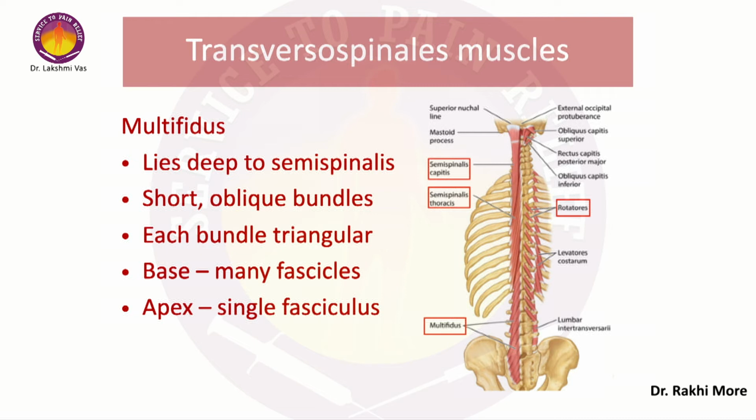Okay. So as madam has already said, semispinalis is a very important muscle. Now we come to the next group of muscles, that is the multifidus. Now this lies deep to the semispinalis. These are short oblique bundles, and each bundle is triangular in shape. This is just for the discussion part. This may not be of very much importance to you, as madam has said, the layers are more important.